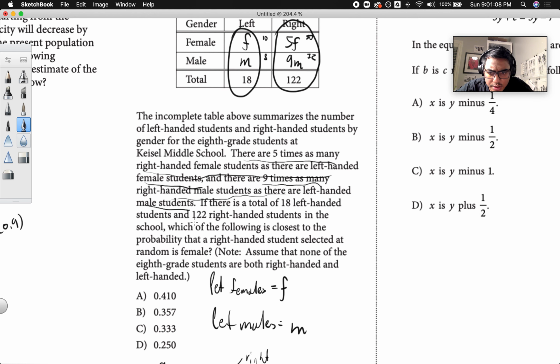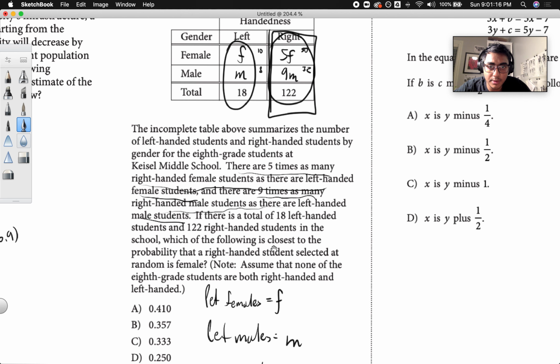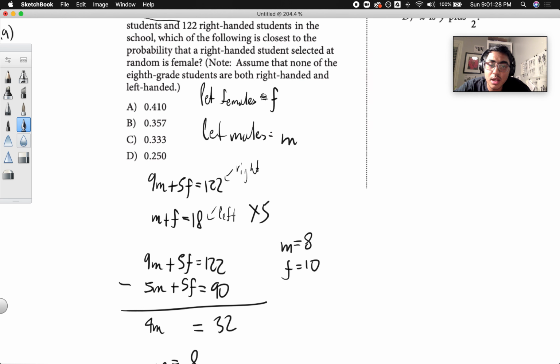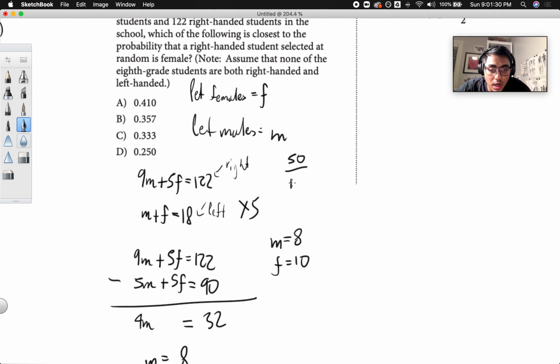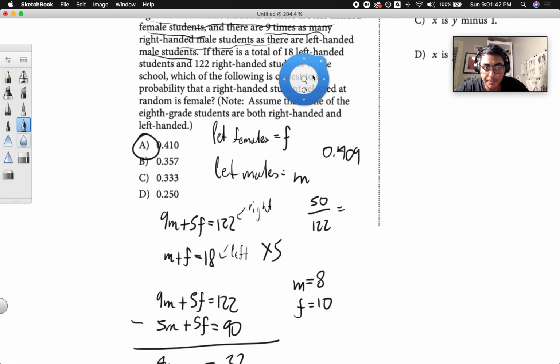Which of the following is closer to the probability that a right-handed student selected at random is female? So we're just looking at the table, the column with the right-handed people. We know there's 50 female students who are right-handed, and there's 122 total right-handed students. So it would be 50 over 122, which is equal to 0.409, which is closest to A.